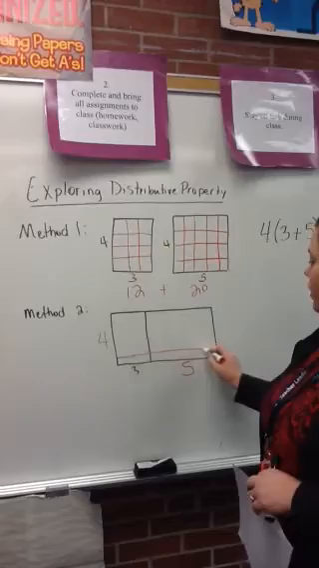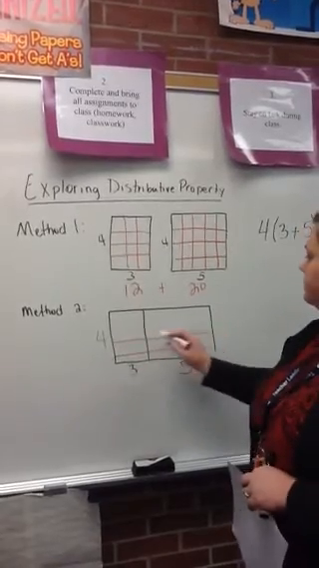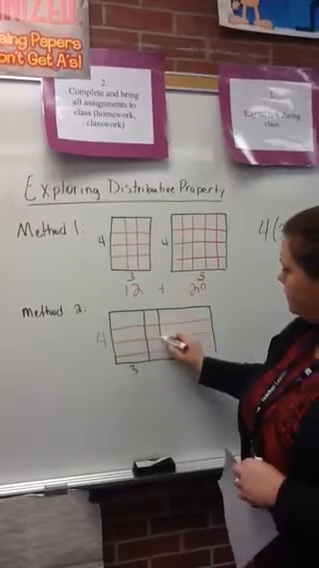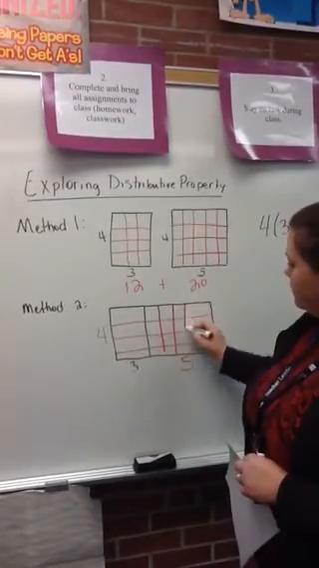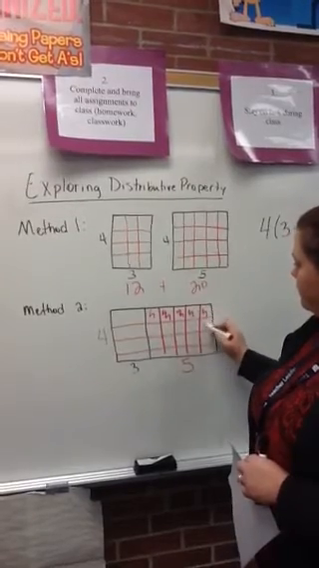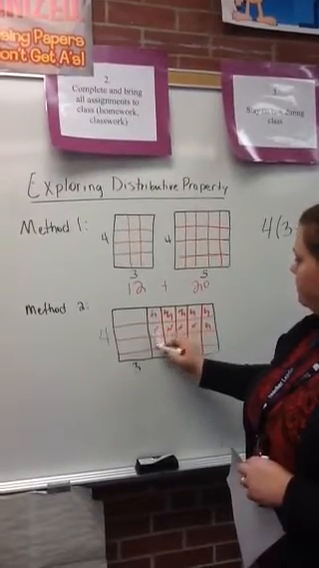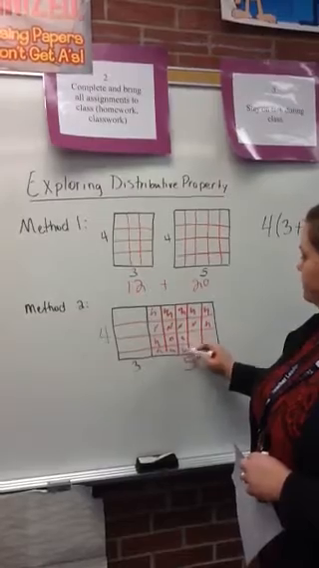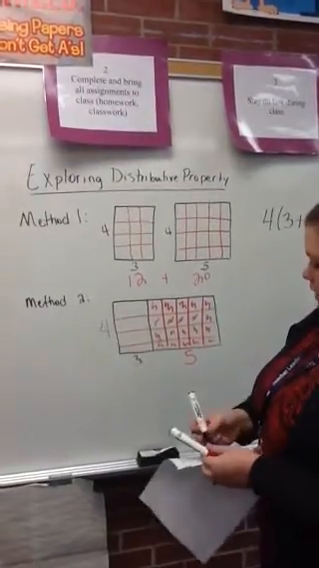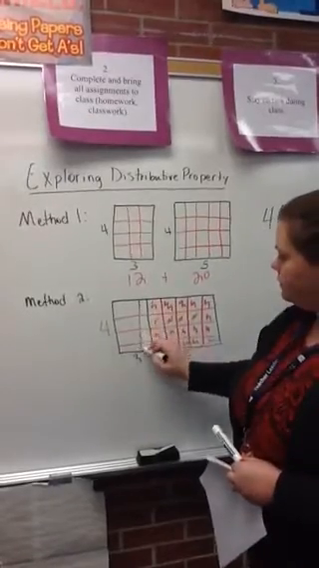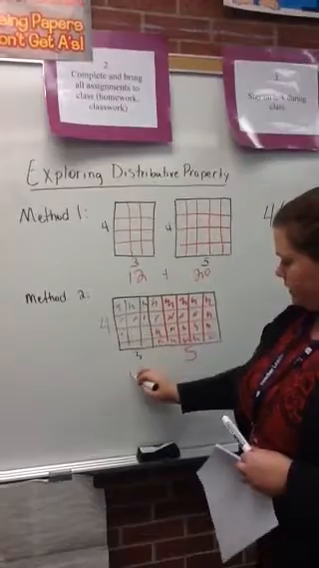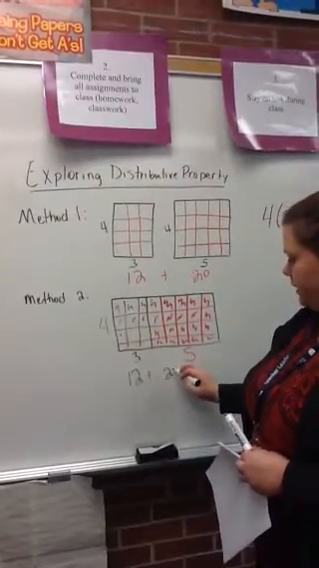You're going to have 4 rows, and 20 reds and 12 blacks. So it's still 12 plus 20.